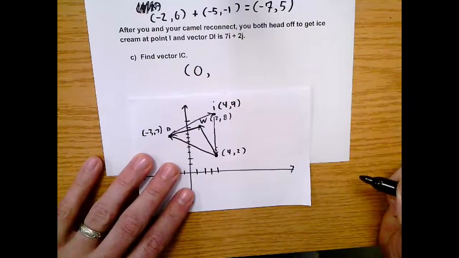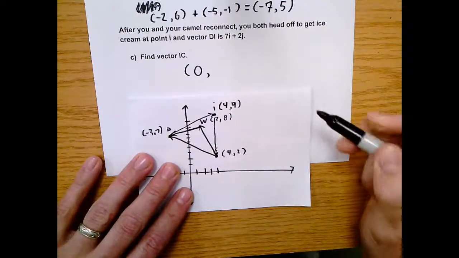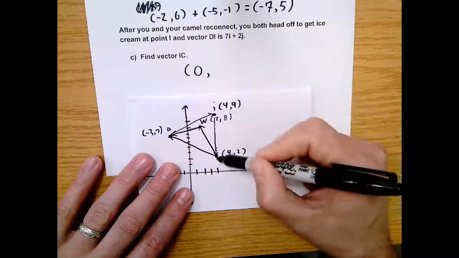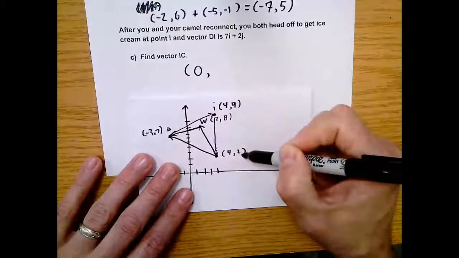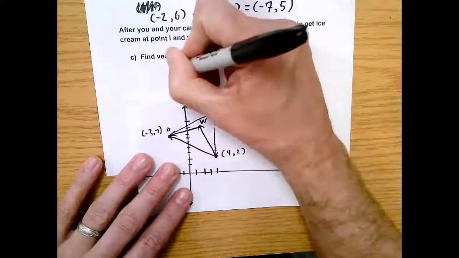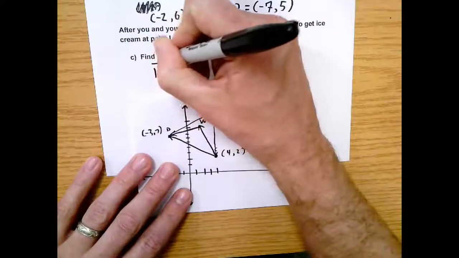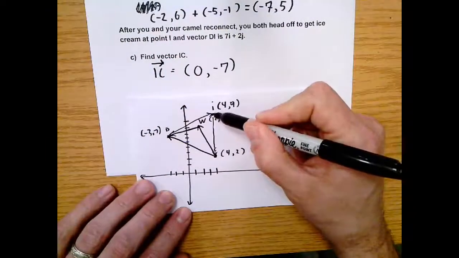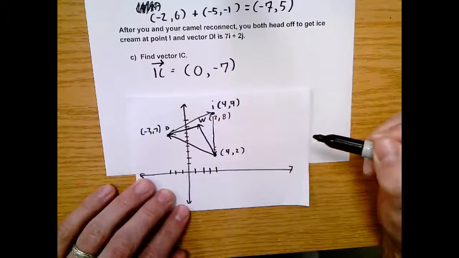0. Okay, and let's see here. If I'm going down from 9, well, I'm at 9. I'm going down to 2. Well, how does 9 get to 2? Just -7. And there you go. So vector IC is saying if you're at I and you want to get to C, don't change anything on your X's and just go straight down 7. Boom, and you'll get right back to camp.